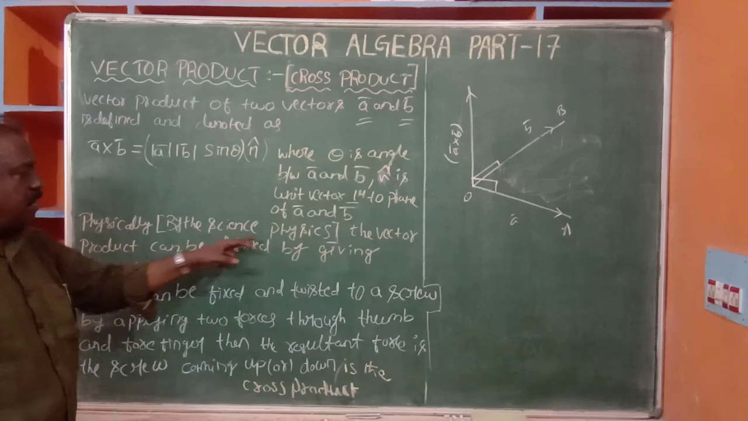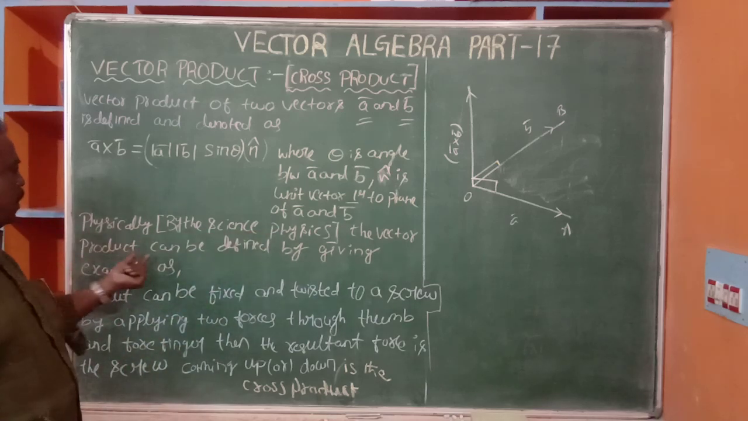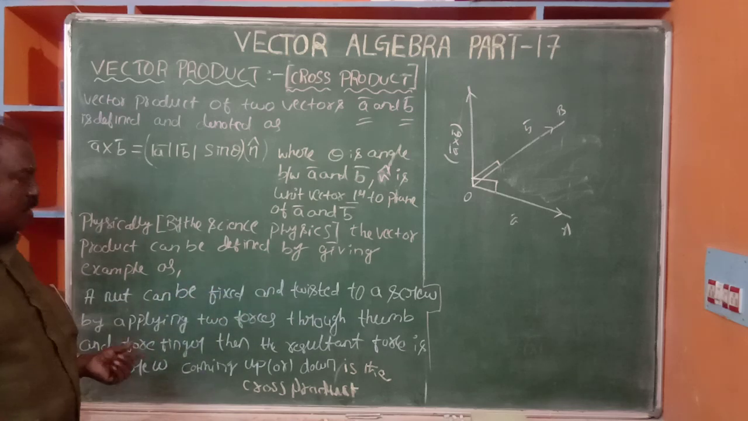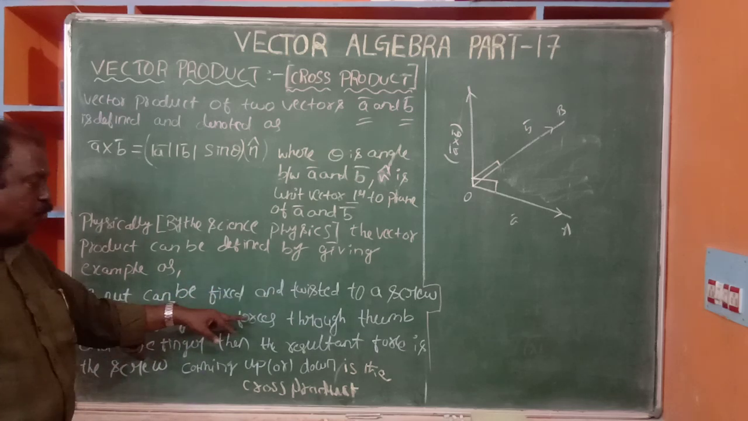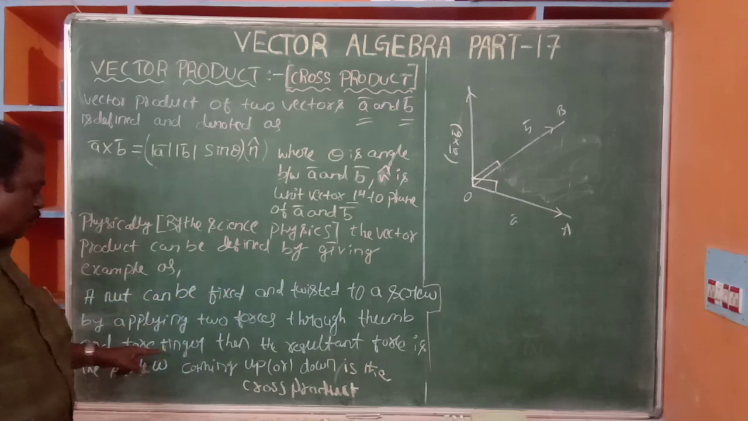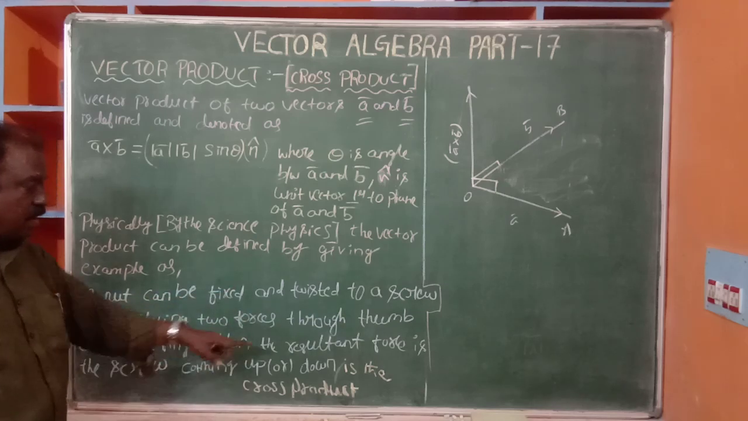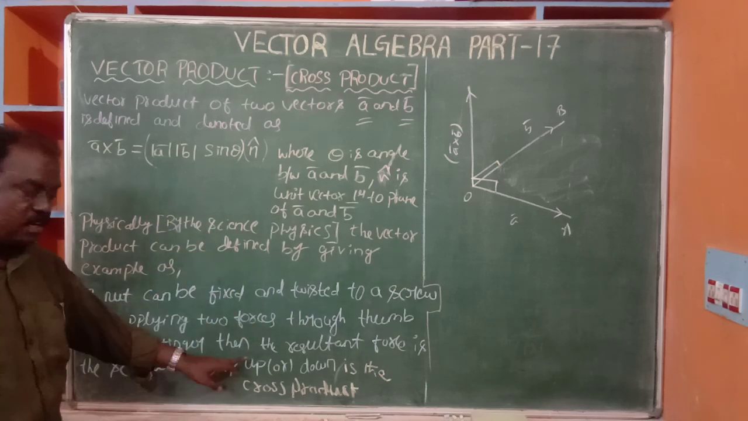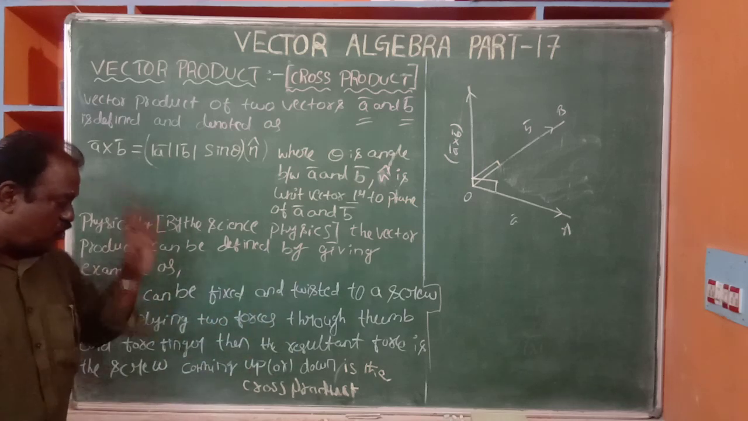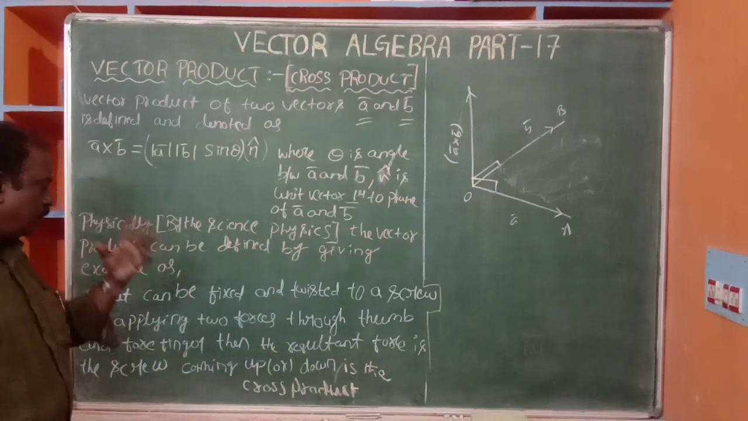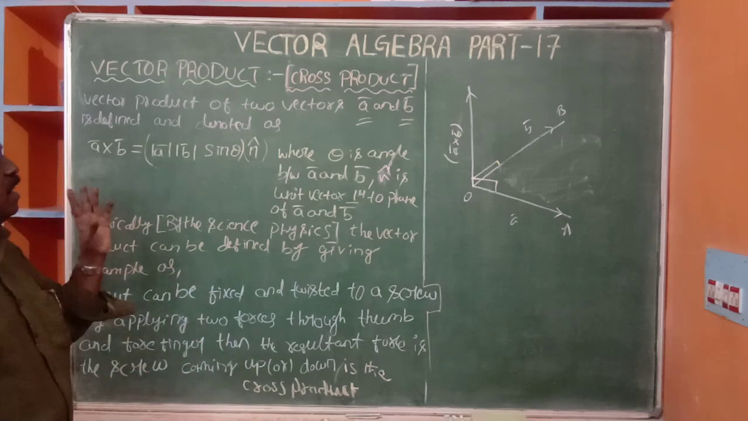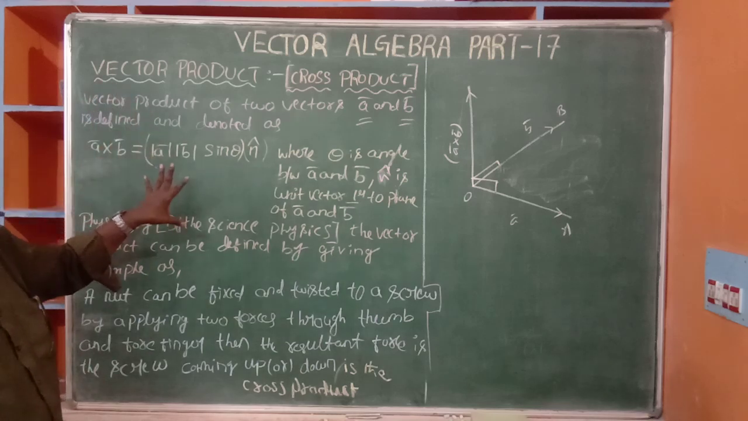Physically, in physics, the vector product can be defined with one example. A nut can be fixed and twisted onto a screw by applying two forces through thumb and forefinger. Then the resulting motion is that the screw comes up or down. You take any one thing, which is the cross product of the two forces applied by the forefinger and thumb.